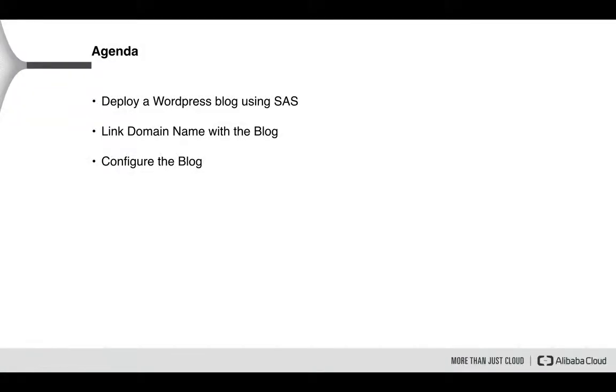The agenda for this tutorial is to deploy a WordPress blog using Simple Application Server, link a domain name with the WordPress blog, and configure the blog. So let's go ahead and check it out.